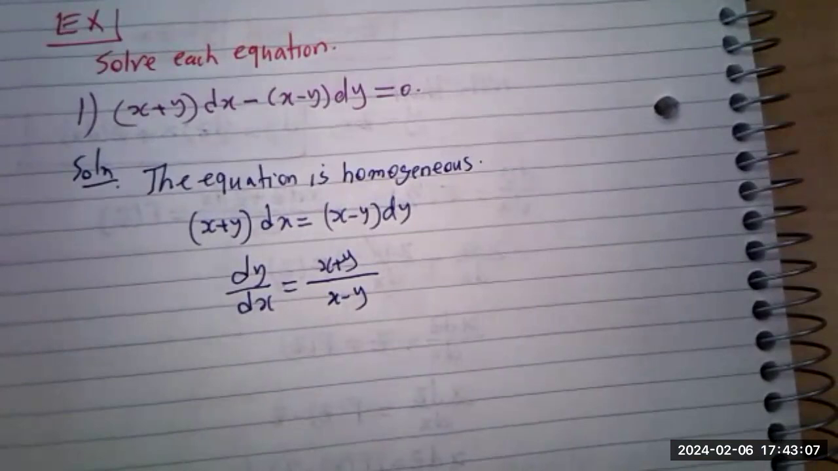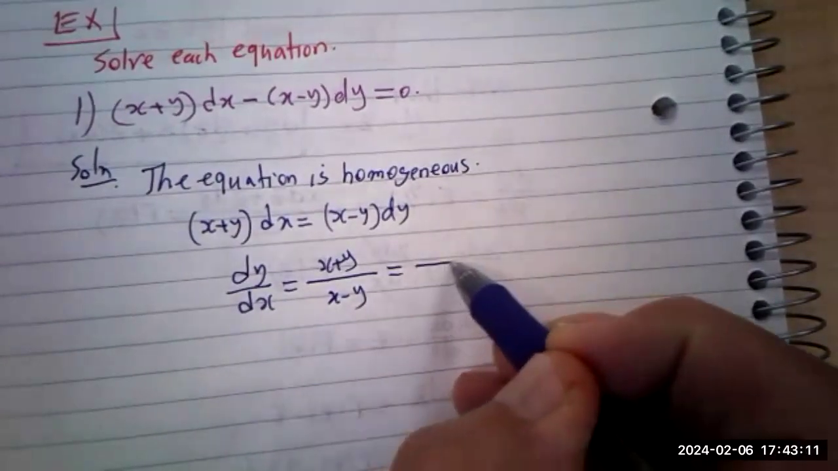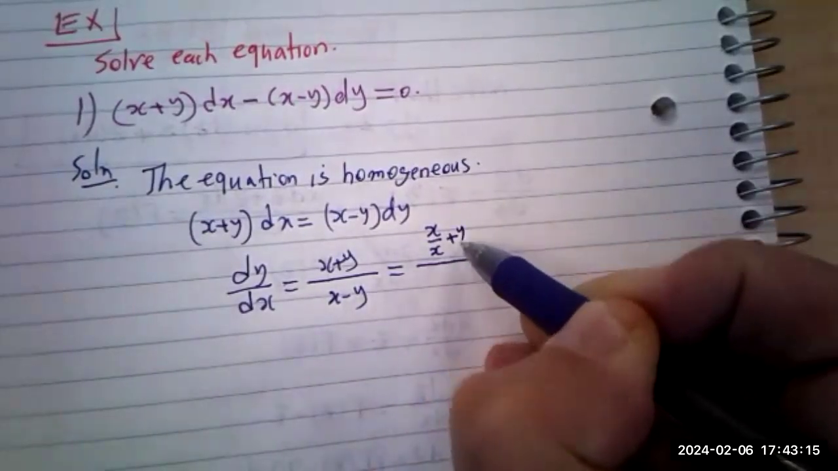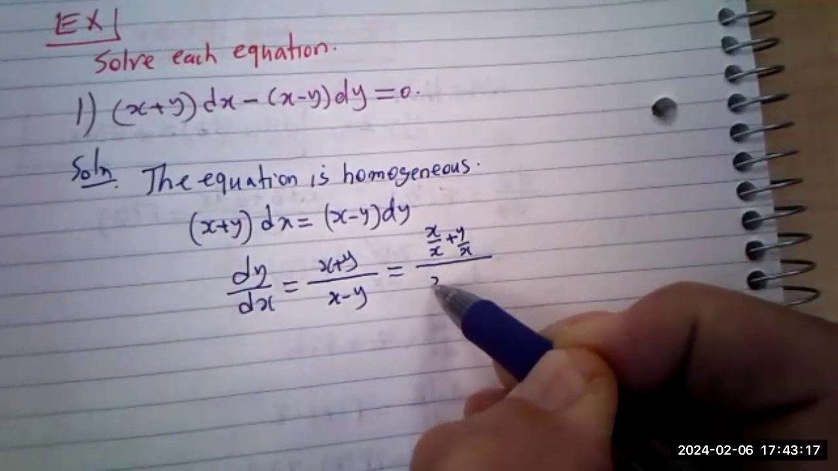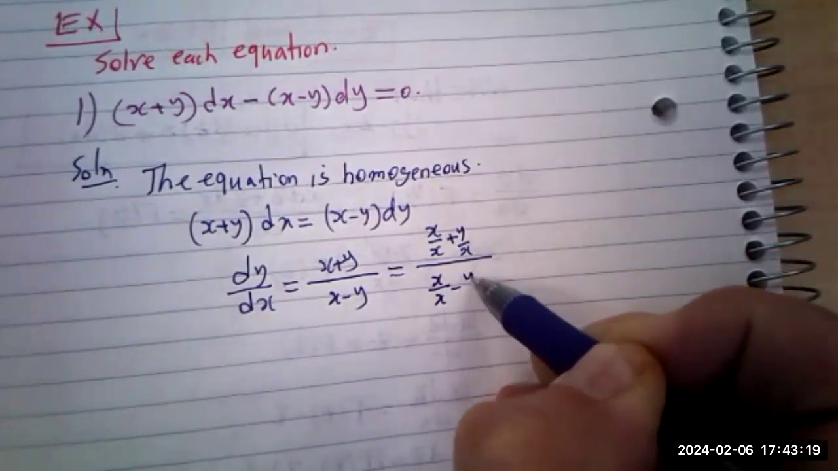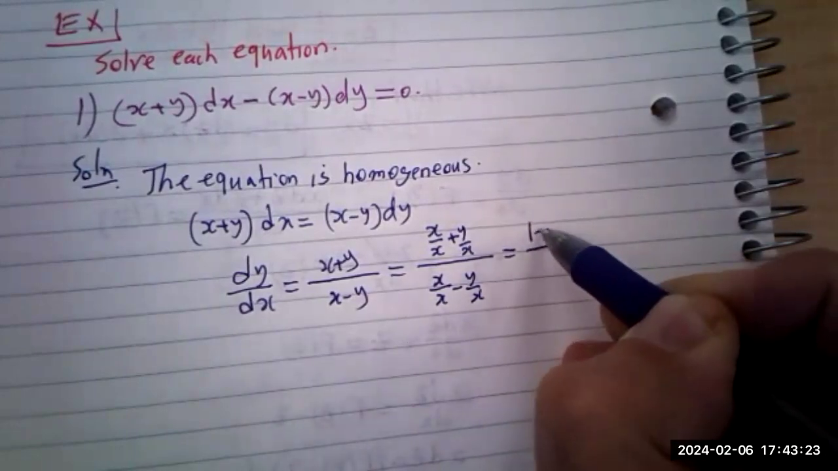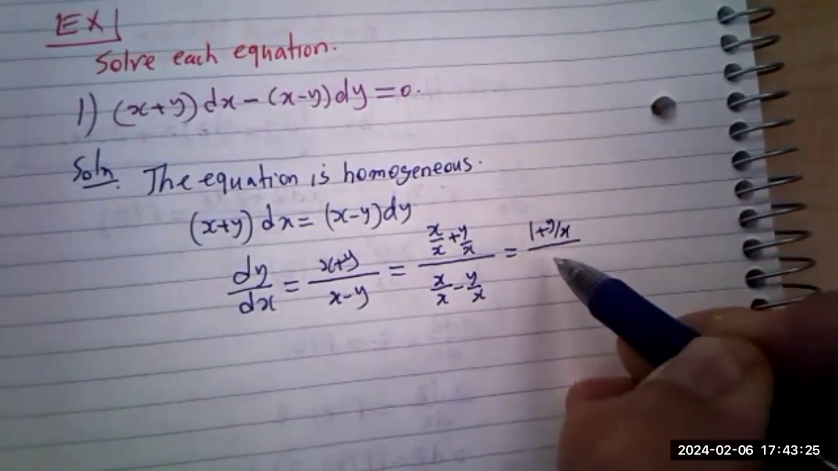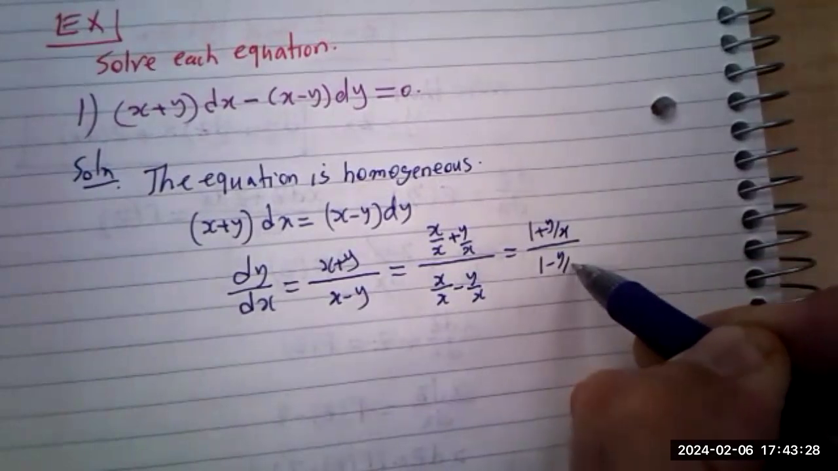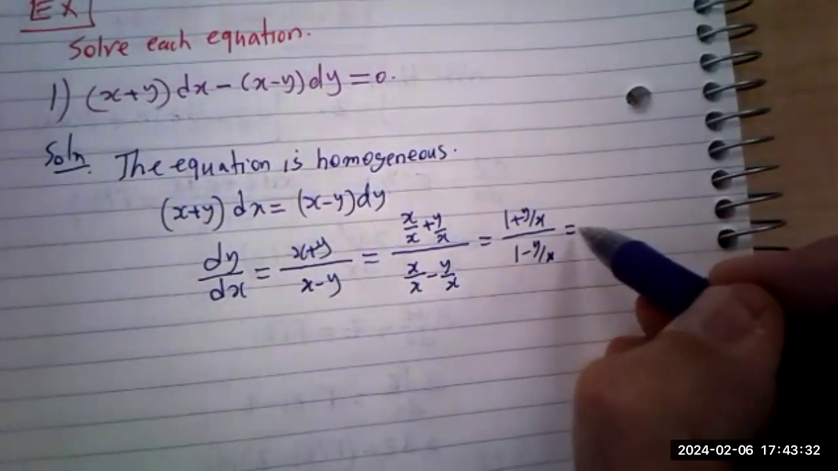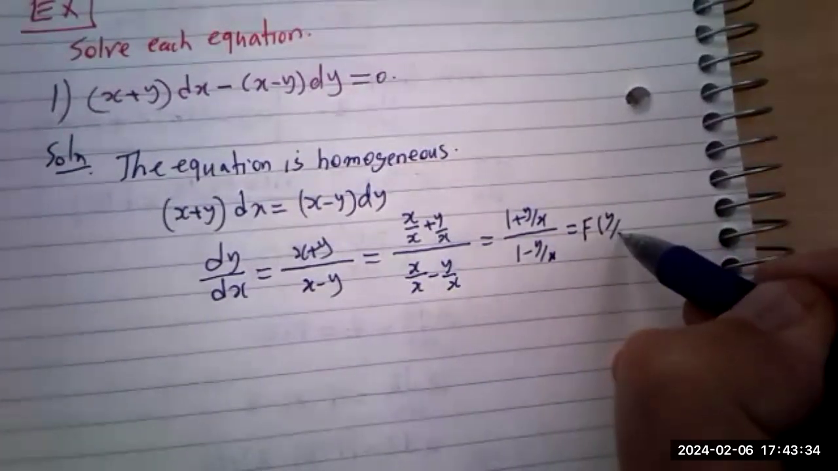Homogeneous of the first degree, so divide by x. If you divide by x, that gives you x over x, y over x, x over x. You can do it right away, I just explained it. So the top would be 1 plus y over x. The bottom one would be 1 minus y over x. That's it. It's a function of y over x.